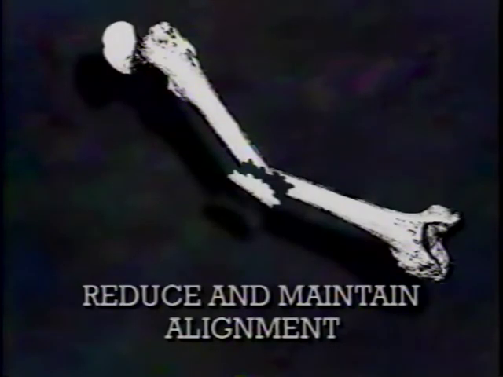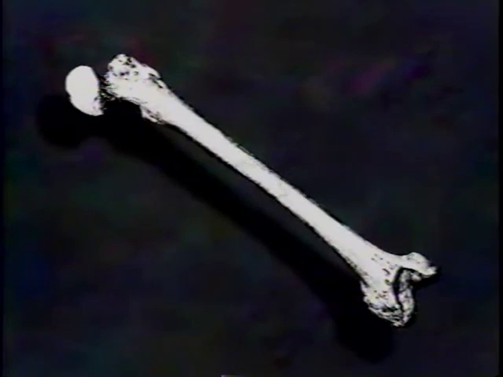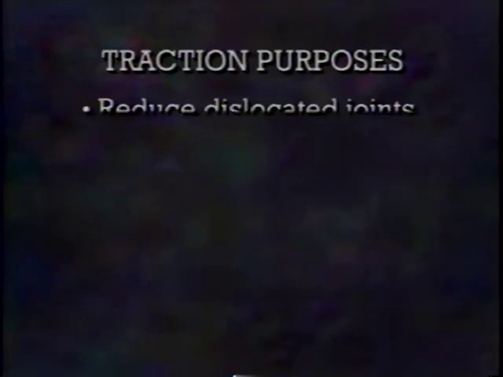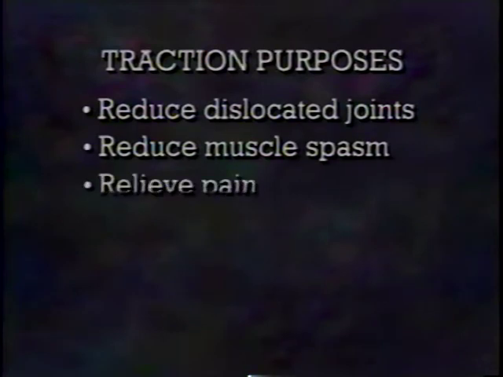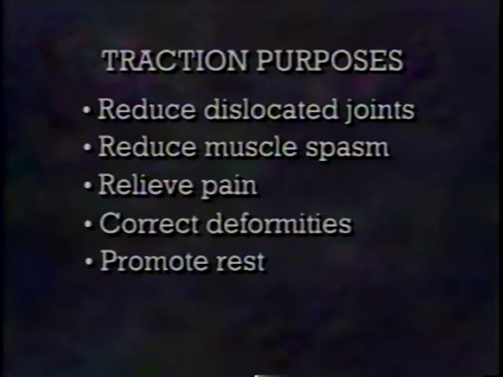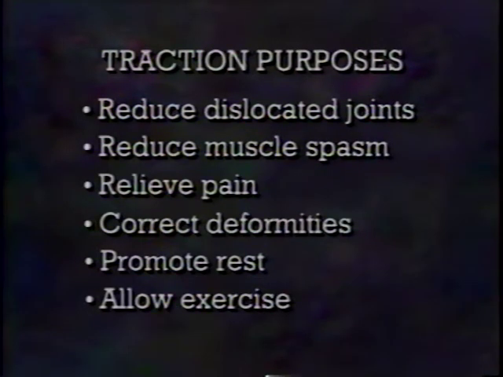Traction is used to reduce a fracture and maintain alignment of the bone fragments. Reduction of a fracture is defined as restoring or repositioning bones to their normal anatomical position. Traction is also used to reduce a dislocated joint, prevent or reduce muscle spasm and relieve pain, prevent, minimize, or correct deformities, promote the rest of a diseased or injured part of the body, and allow for patient exercise, well-being, and comfort.